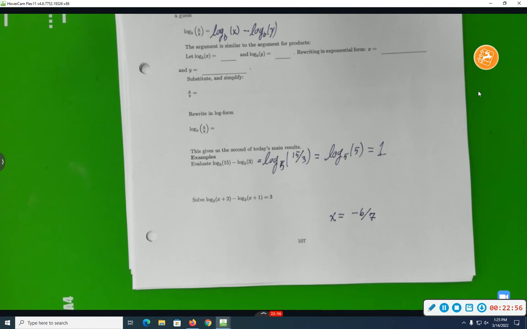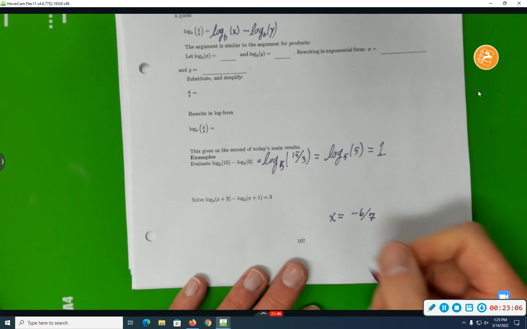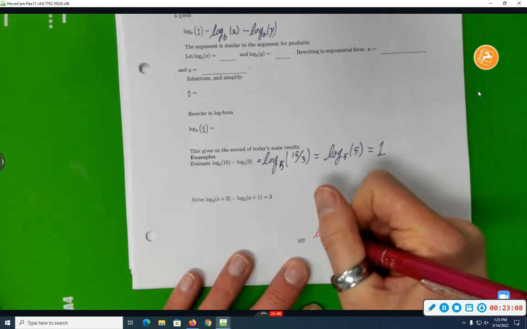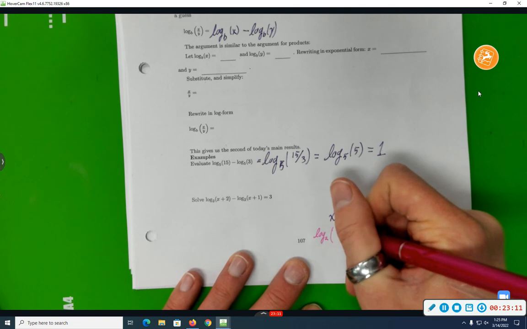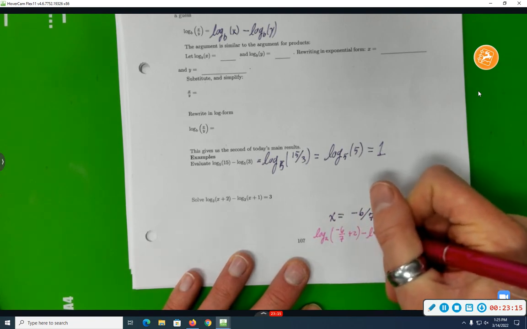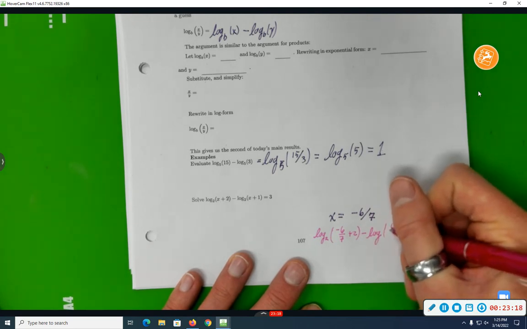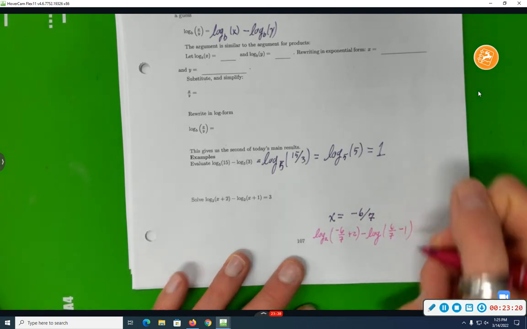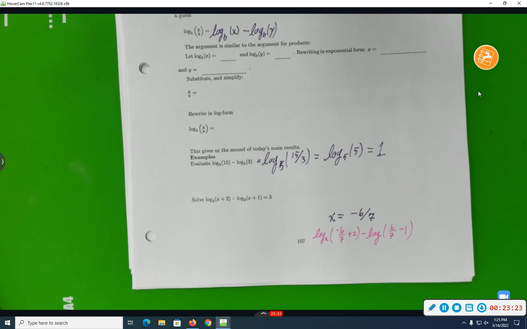If that isn't in the domain, then this equation has no solutions. So the options are either this is the solution or there are none. Let's see if this is actually a solution. So let's plug in negative 6/7, see what happens. We'll end up with log base 2 of negative 6/7 plus 2 minus log of 6/7 minus 1. And I don't think I want to go all the way to checking that this is equal to 3. Instead, I'll be happy if I can just convince myself that the things inside of the parentheses are positive.